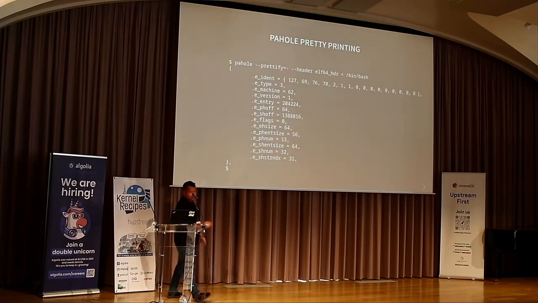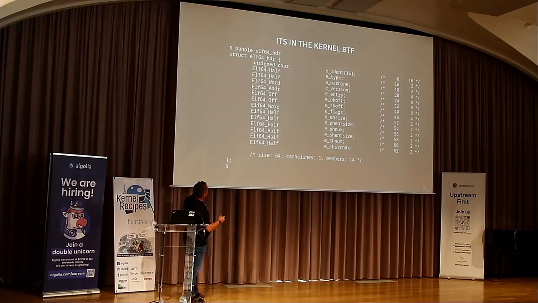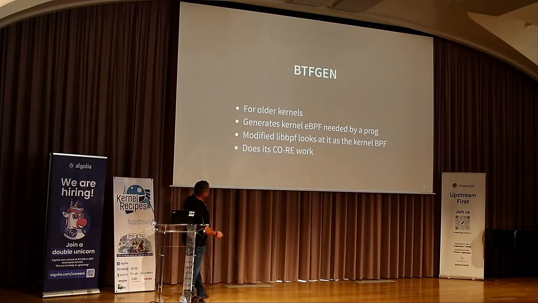And you can also, in user space, use pahole for the pretty-printing. So you say pahole --prettify standard input, and you say the header is of this type. So it gets this type from the kernel BTF information, and then you feed it some binary, and it gets the raw data and pretty-prints it, because it's in the kernel BTF. You say pahole ELF64_HDR, and it will get the information for that. btfgen is for older kernels where there is no BTF information, so you can generate just the subset of BTF information that libbpf then can use to do compile once, run everywhere, and things like that.